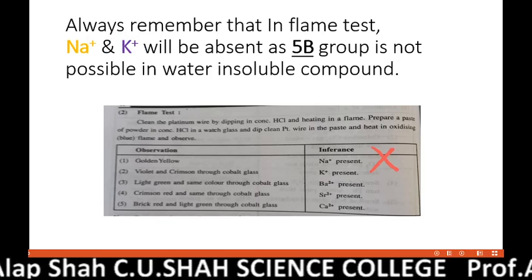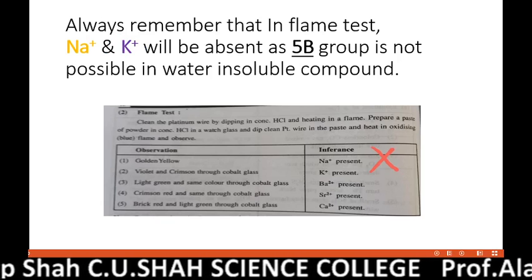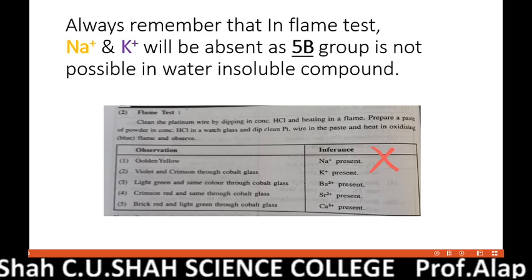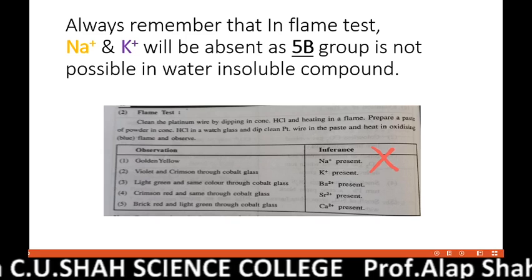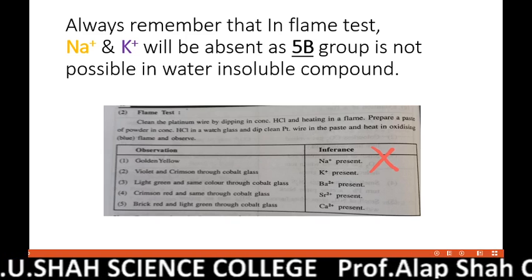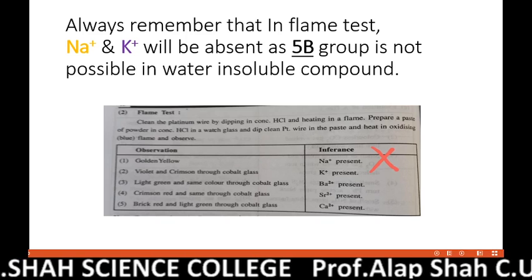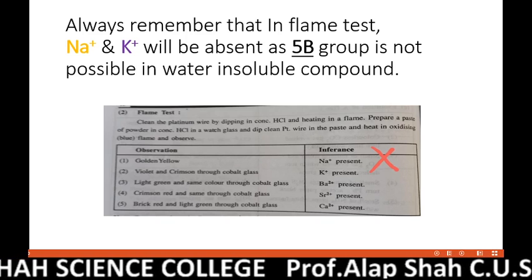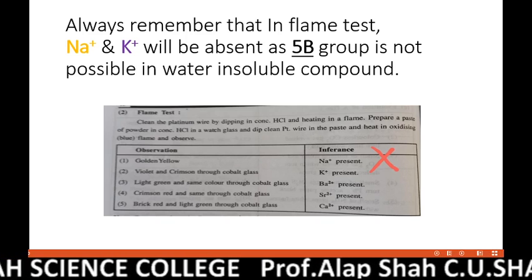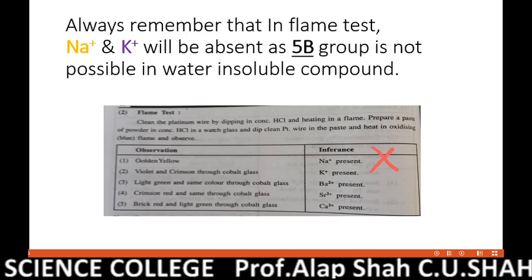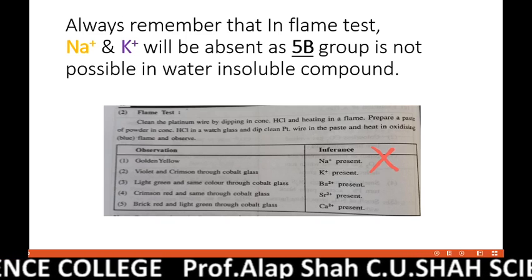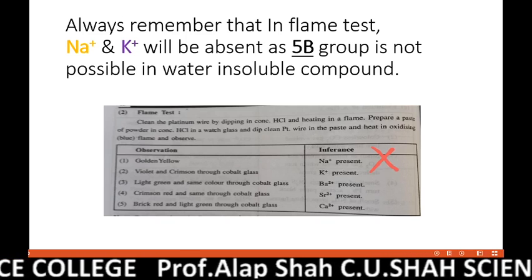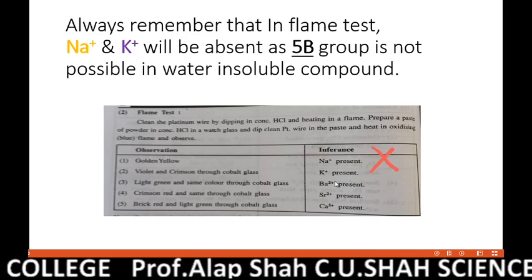Now eventually whenever you reach at the flame test, since your compound is water insoluble and it cannot contain 5B group, you should remember that Na plus and K plus, that actually show golden yellow and violet flame, will be definitely absent. So for water insoluble compound, you only have to check whether you are getting the flame of barium, strontium or calcium.